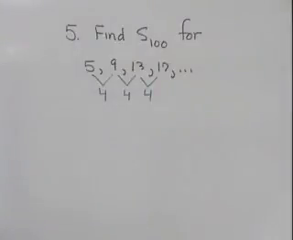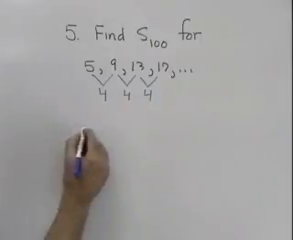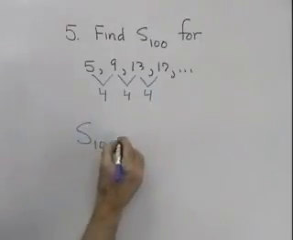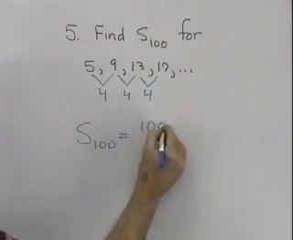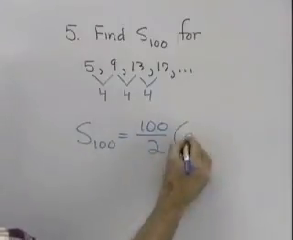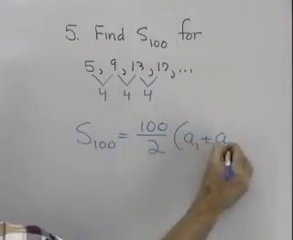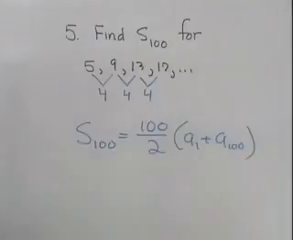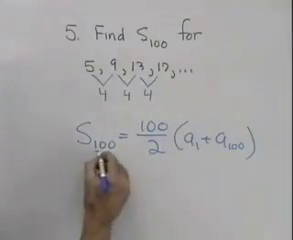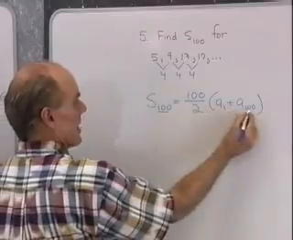Now my formula for S sub 100, S sub 100 will be 100 over 2 times A1 plus A sub 100. So the formula for the sum of the first n terms is n over 2, in this case 100 over 2, times the quantity A1, the first term, plus A sub n, the last term that I want. That is this n right here matches this and matches this.